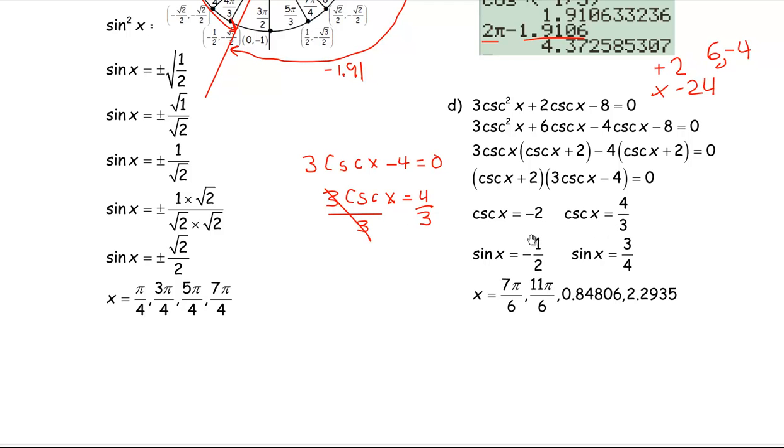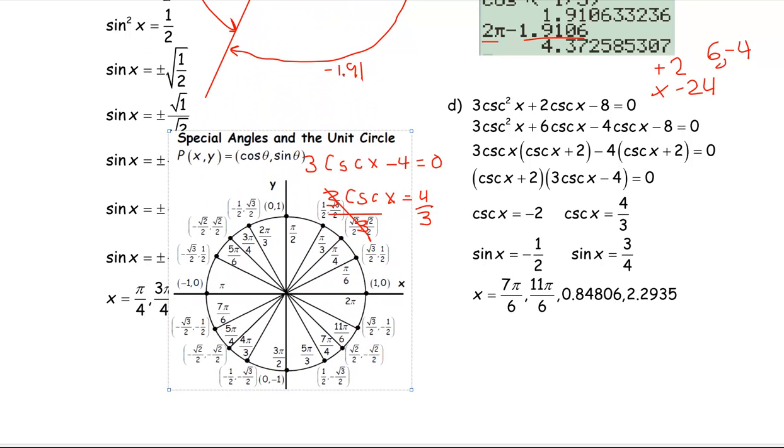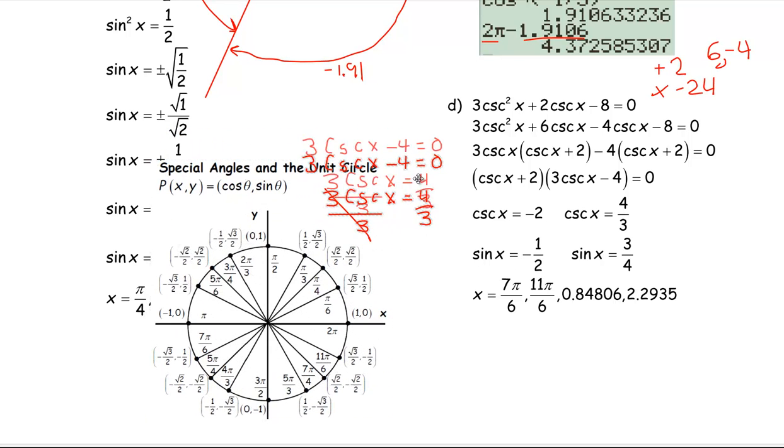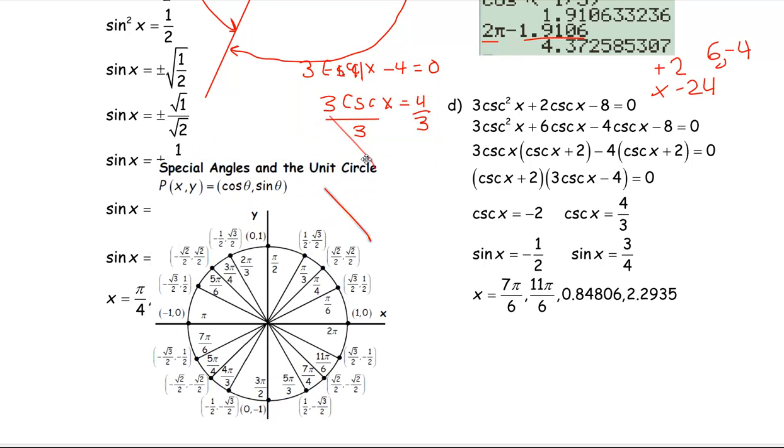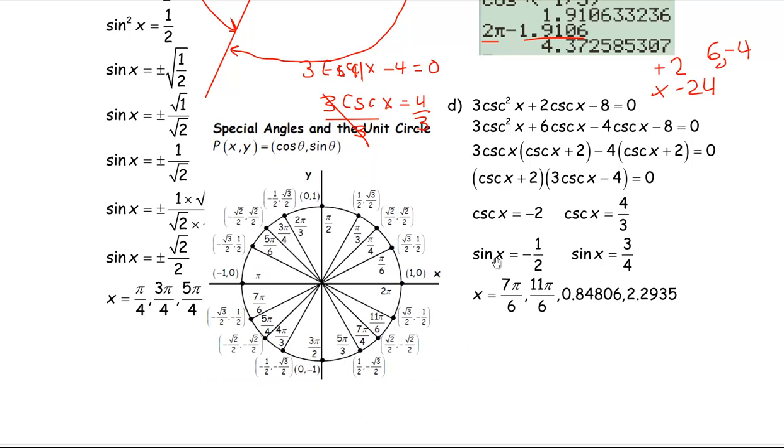Now, the reciprocal of cosecant is sine. So I'm going to bring my unit circle back down here. So cosecant x equals negative 2 would change into sine x equals negative 1/2. We'll bring it down just a little more. Actually, maybe we'll get rid of this. There we go. So we're looking for where sine is negative 1/2 on the unit circle.